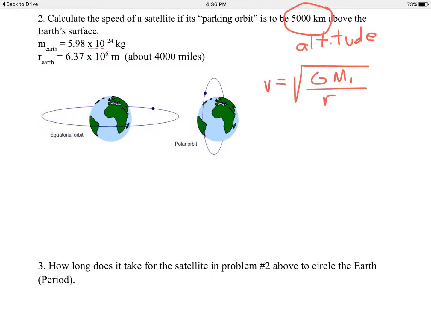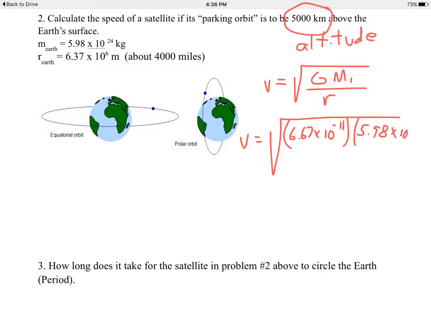So this is simply a plug and chug problem. The velocity of this particular satellite will be the square root of capital G, which is 6.67 times 10 to the negative 11th, times the mass of the Earth, not the satellite, 5.98 times 10 to the 24th kilograms. The units are good there. It's important to double check the kilograms. Divided by the radial distance. But once again, we have to take the distance from the center of the Earth to where this satellite's orbiting.